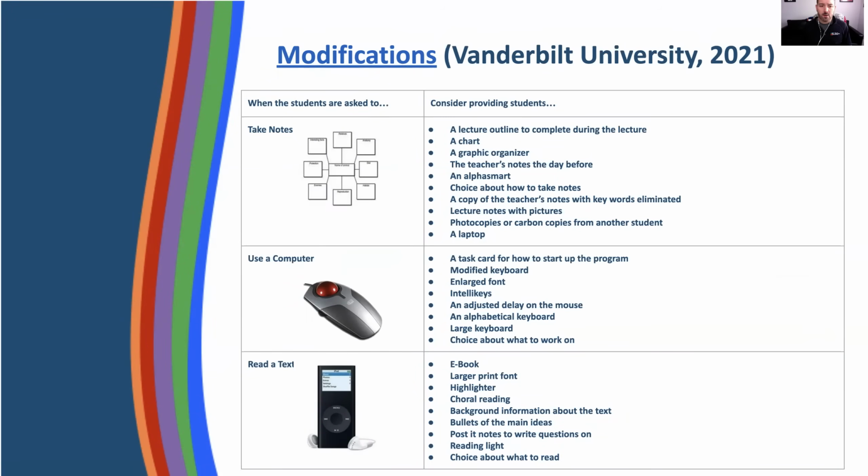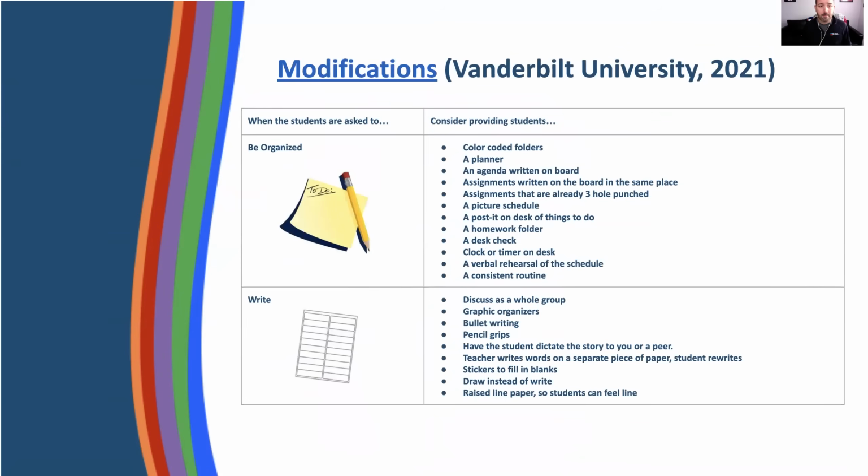When we're thinking about taking notes or using a computer or reading text, can we have photocopies of students' notes for other students so that the student with a disability doesn't have to take notes and can just focus on the lecture? Can we provide a modified keyboard that's color-coded and maybe has bigger keys so it's easier to type? And can we give students background information about the text before they read it so they understand what they're reading? I mentioned students being organized and helping students write.